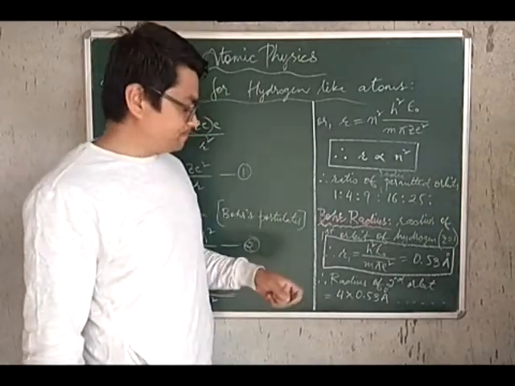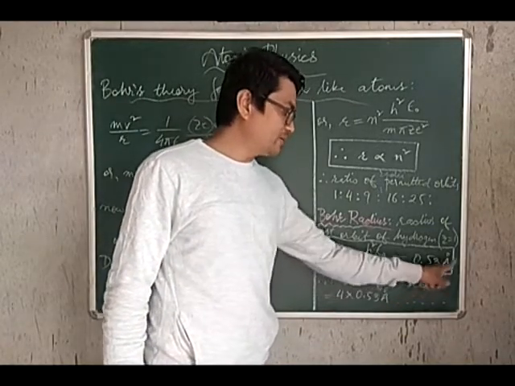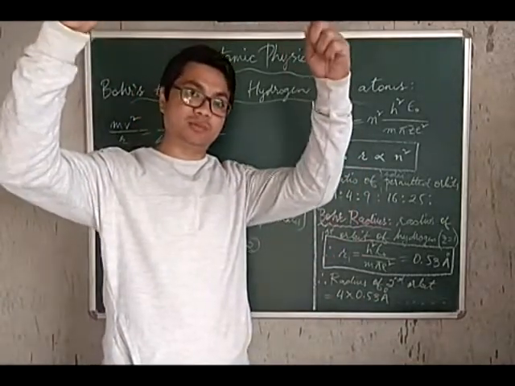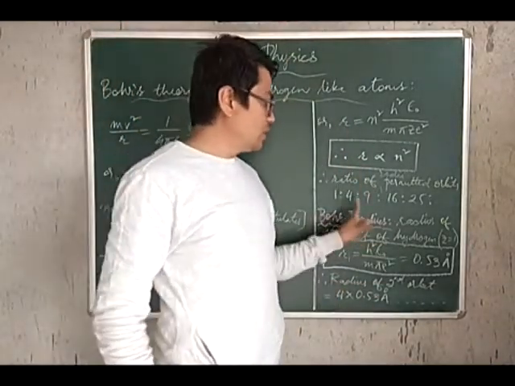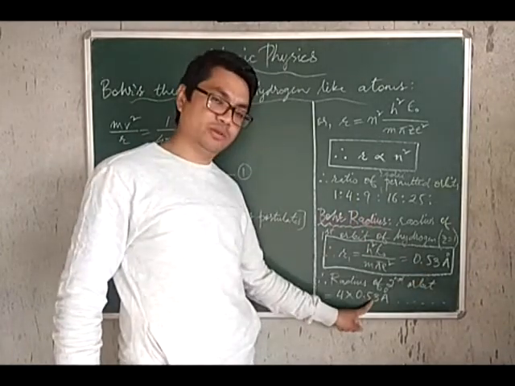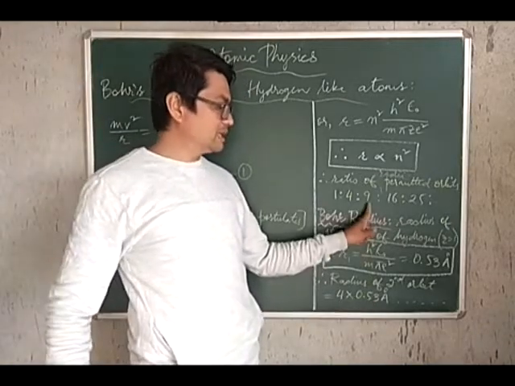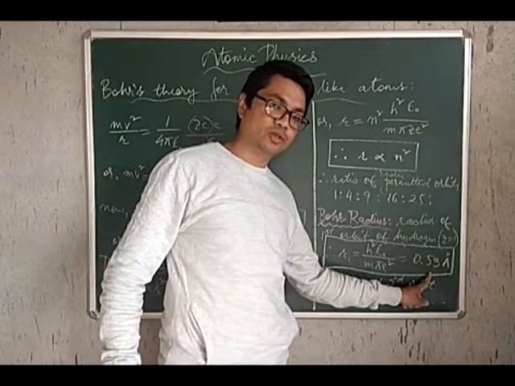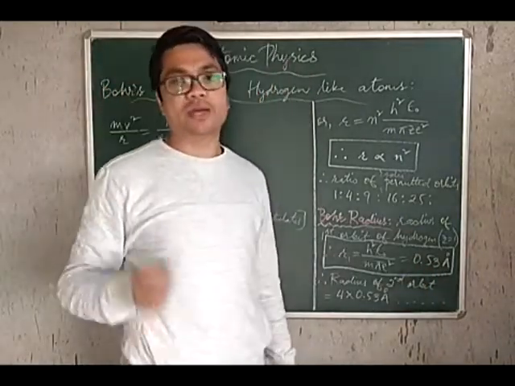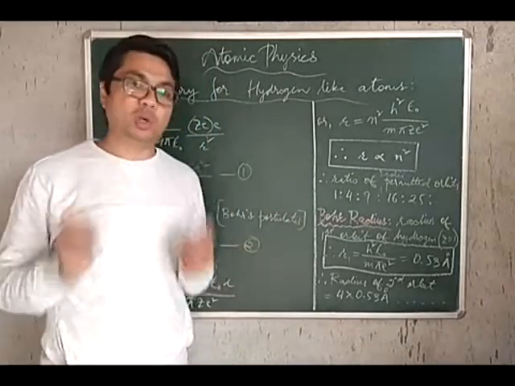Alright, so if the first orbit of hydrogen is 0.53 angstrom, what will be the value of the second stable orbit? It will be 4 times this value, 4 times 0.53. What will be the value of the third stable orbit of hydrogen? It will be 9 times 0.53 angstrom. Fourth stable orbit will be 16 times 0.53 angstrom and so on. So this is about the radius of the stable orbits.